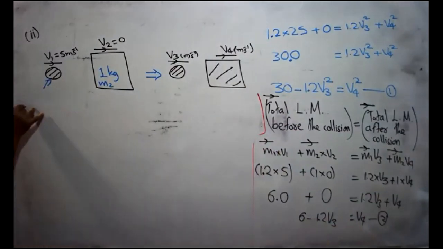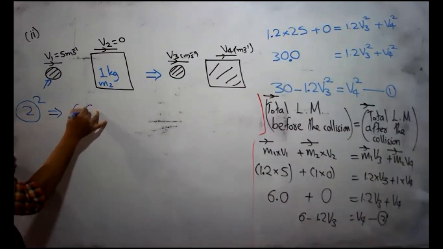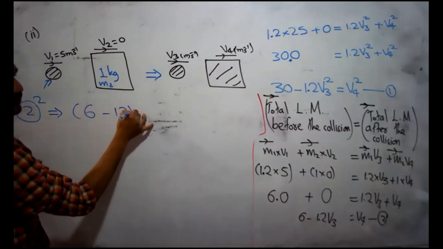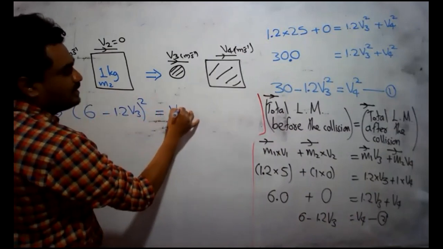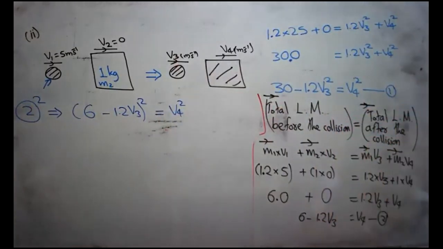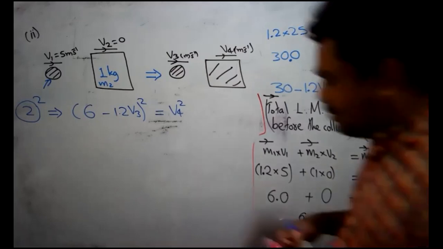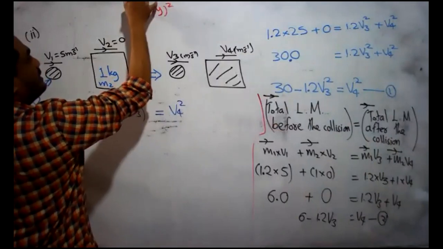The easiest thing is just to get the square of the second equation. Square of the second equation means 6 minus 1.2 times v3, square of this side, equals the square of the other side. Is it clear? So what should we do here to make v4 and v3 square? Tell me. Square the equation. Now O-level maths: what is (x minus y) square here? Somebody please tell me.